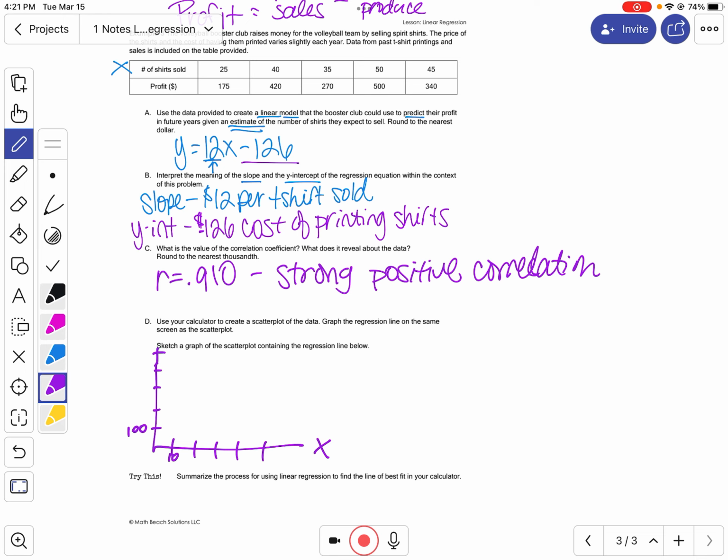So plotting your points, X is 25, and then your Y is 175. 40 is 420, and 35 is 270, 50 is 500, and 45 is 340.